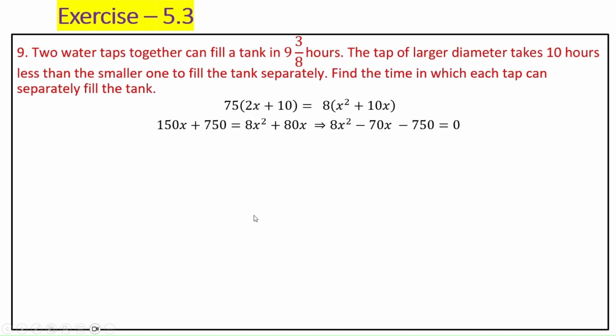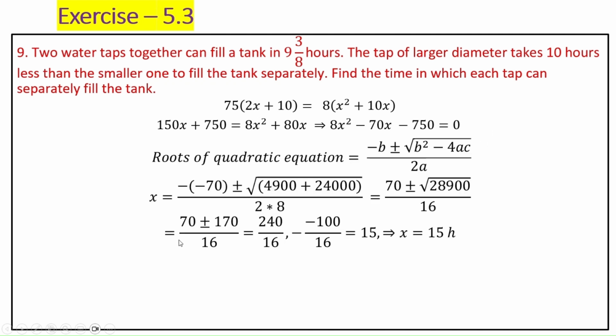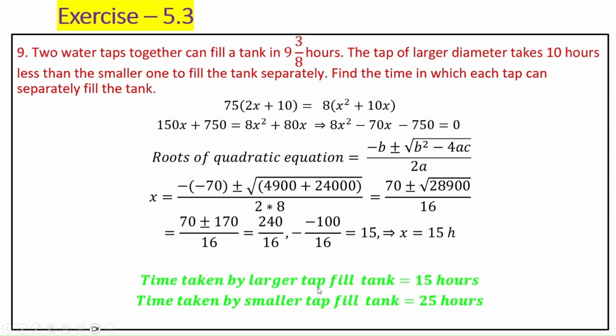The quadratic equation you will get is 8x² - 70x - 750 = 0. So again apply the quadratic formula. The value you will get is x equal to 15 hours. The negative one you can ignore. So the time taken by the smaller tap to fill the tank is 25 hours, and the time taken by the larger tap to fill the tank is 15 hours.